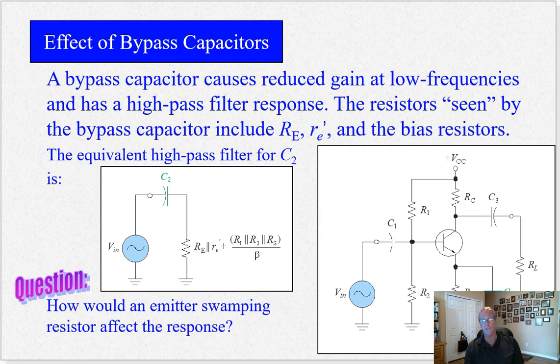So emitter swamping resistor, right? That would be another resistor right here in between the emitter and the RE-C2 combination. What that does is it lowers the cutoff frequency, all right? It's going to lower it because you're going to increase the effective resistance here.